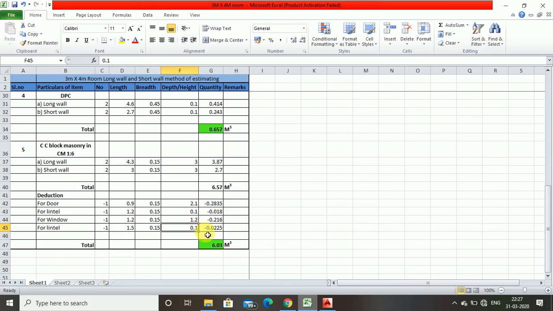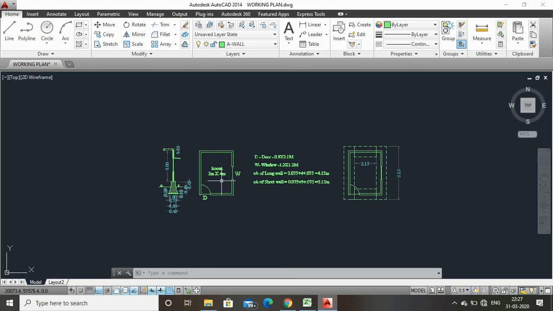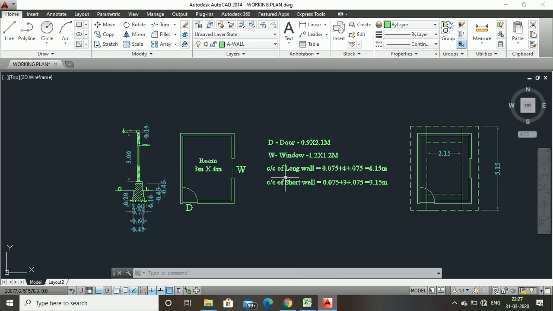So once this is calculated, total block work and deduction of the openings, so this is the calculation of long wall short wall method.